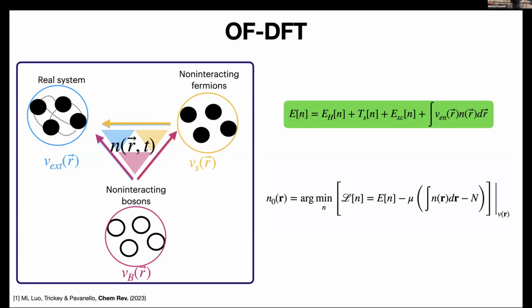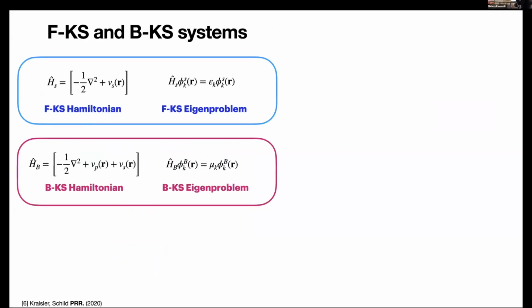This variation and minimization allows us to write eigenvalue problems for both systems: the fermion Kohn-Sham system, which is the system of reference for the Kohn-Sham DFT, and the boson Kohn-Sham system, which is the system of reference for orbital-free DFT. Now, in the fermion Kohn-Sham system, we have a Hamiltonian that contains the kinetic energy operator and the effective potential Vs. This Hamiltonian allows multiple solutions, meaning multiple wave functions. A similar scenario we can observe for the boson Kohn-Sham Hamiltonian, where we add the Pauli potential, and this Hamiltonian allows multiple solutions as well.